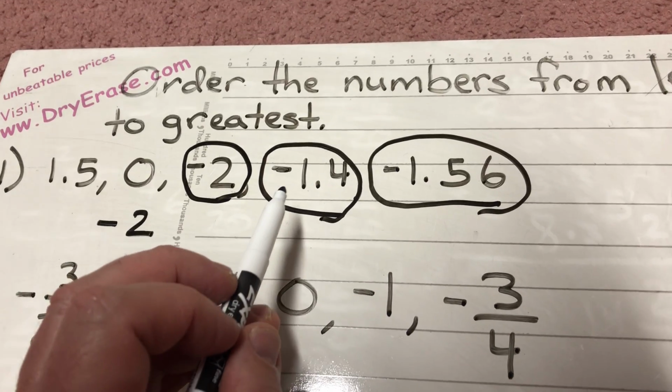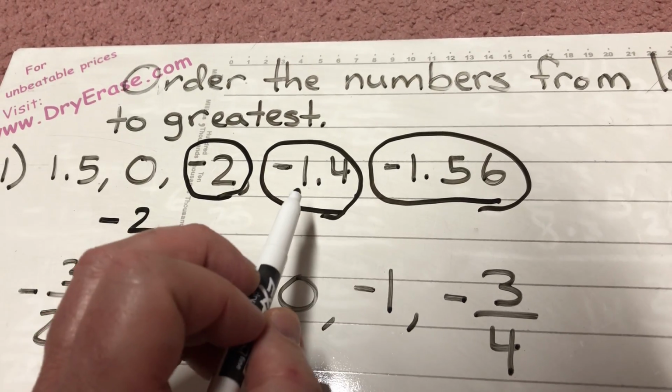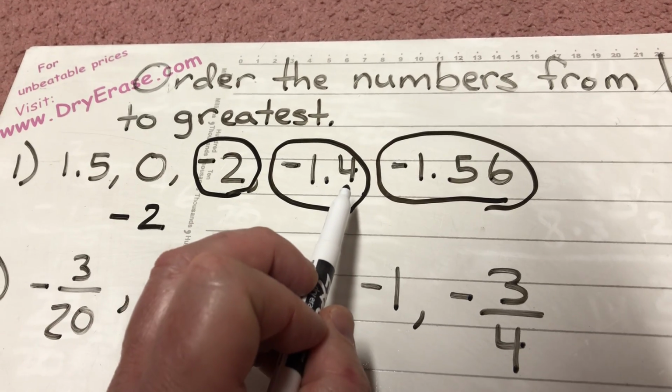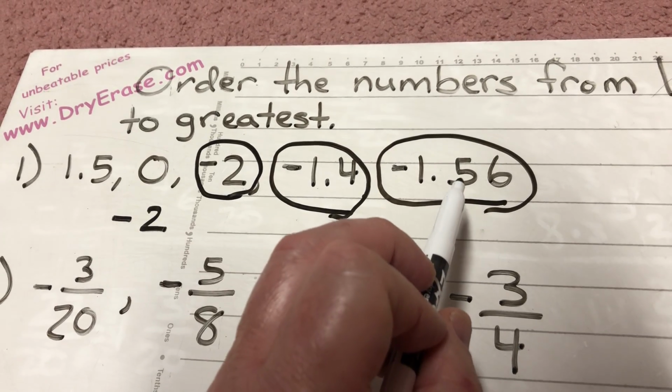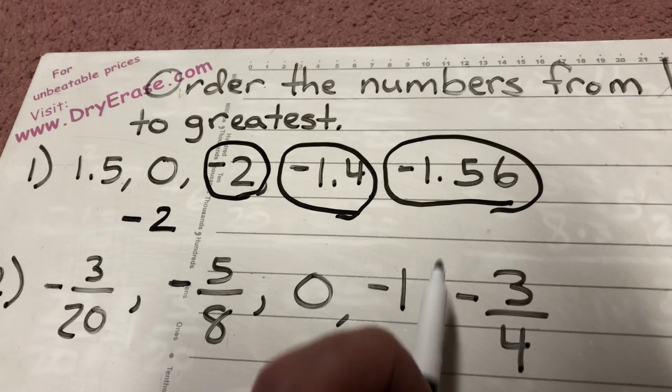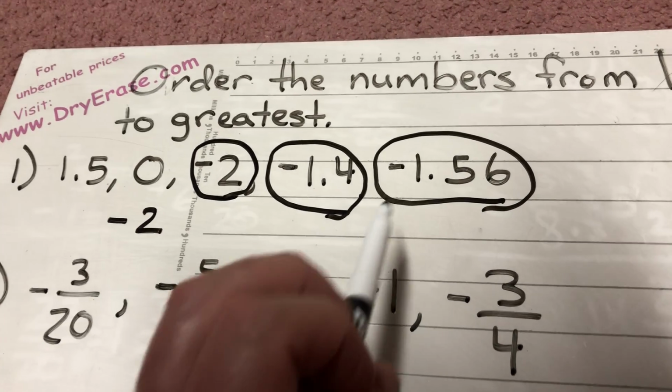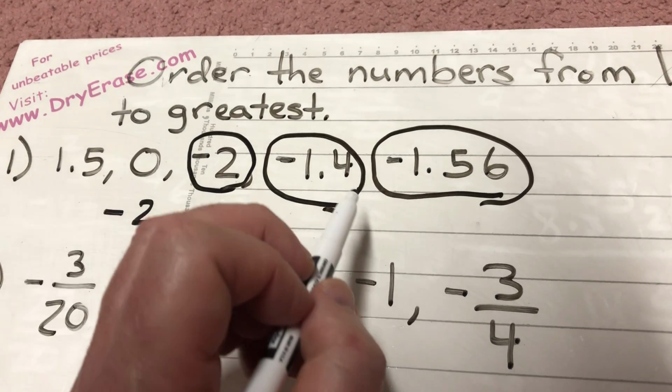Now, if I compare these two negative numbers, that's a 1, that's a 1. So far they're the same. This has a 4 in the tens place. This has a 5 in the tens place. The 5 is bigger than the 4, but it's a negative number. This makes this actually the smaller number.